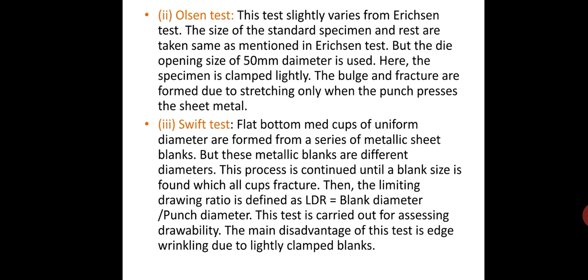Here in the Erichsen test, the sheet metal specimen is fixed rigidly. In the Olsen test, the specimen is clamped lightly. The bulge and the fracture are formed due to the stretching only when the punch presses the sheet metal. This test is also carried out for assessing stretchability.